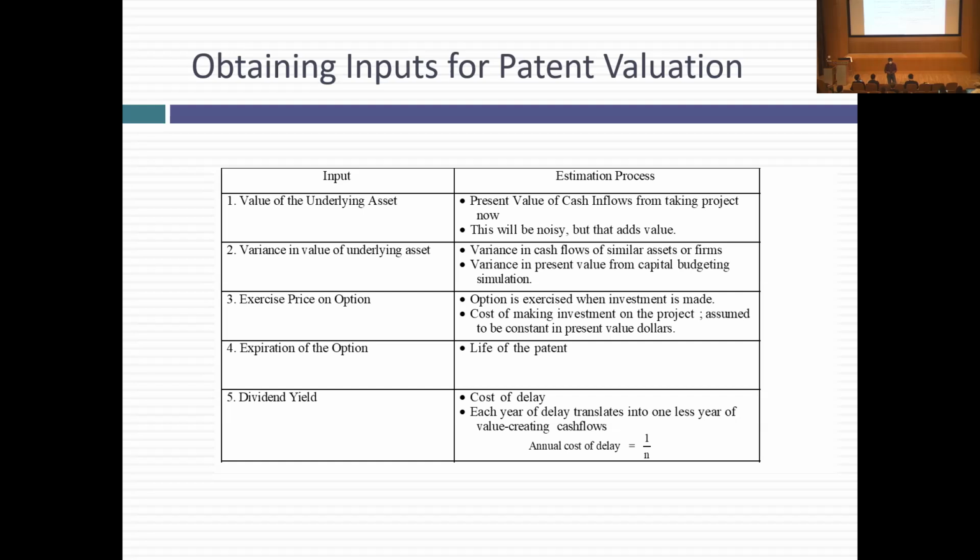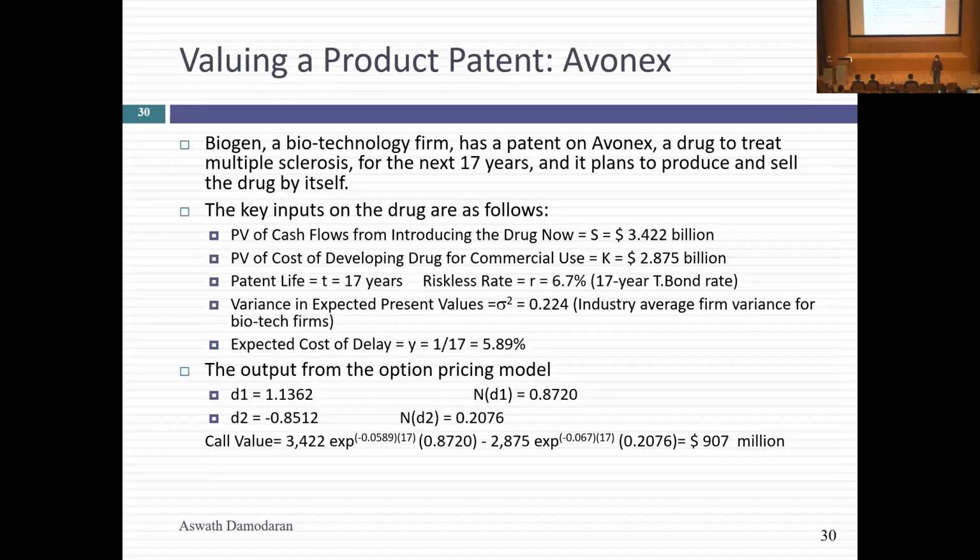I'm going to use that term. It's like a dividend yield. I'm going to say, look, you've got to factor that in, and it's what's going to cause you to exercise it. So I'm going to try this on an actual patent.